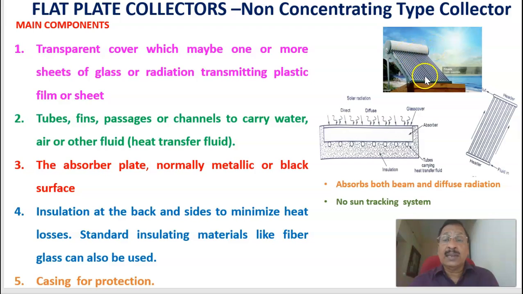This is a pictorial representation of a solar heater, and it absorbs both beam and diffuse radiation. No sun tracking system is used in this type of non-concentrating collector, called flat plate collectors, to collect the solar radiation and convert it into thermal energy.